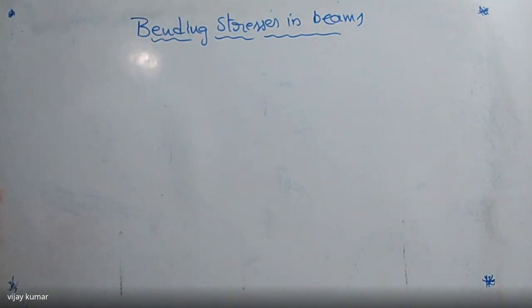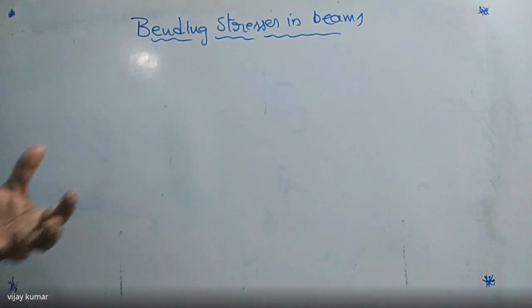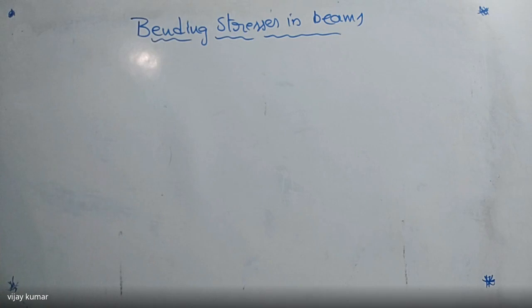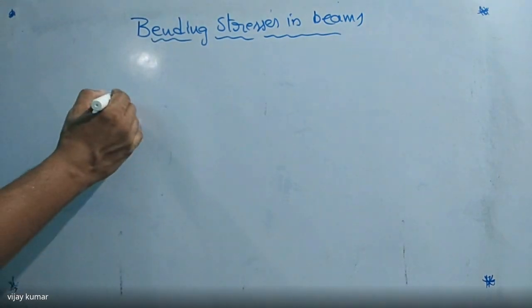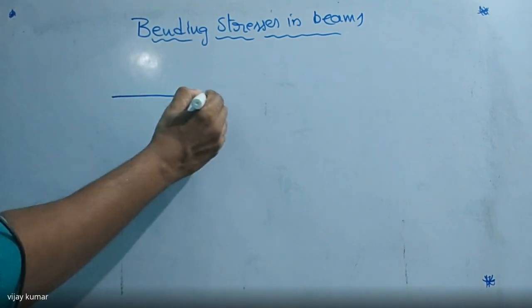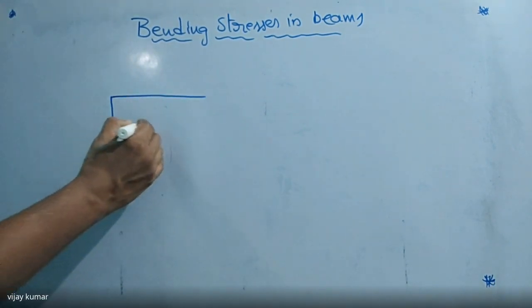So listen carefully first of all. To find the bending stress, there must be a need to derive the equation for bending stress. Did you get my point or not? So I'm going to explain it to you with a small example. Listen carefully here. I'm taking one beam here.